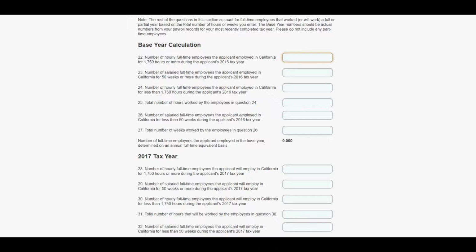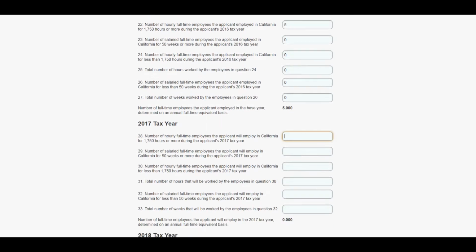Once Widget separates its full-time employees from the previous year into the 4 categories, it can now fill out the base year. Widget had 5 hourly full-time employees in 2016, all of whom worked at least 1,750 hours, so Widget enters 5 into question 22. Widget did not have any salaried full-time employees, so it enters 0 into question 23. Since no hourly employees worked less than 1,750 hours and it had no salaried employees, Widget enters in zeros for questions 24 through 27. The bolded number below question 27 is the annual full-time equivalent calculation. Based on Widget's information, the AFTE for 2016 is 5, since 5 employees worked the entire year.